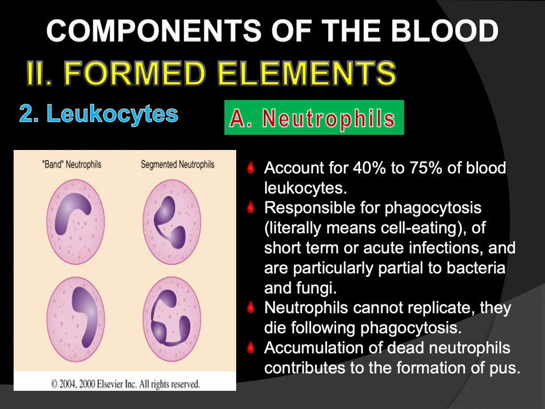Now, the accumulation of dead neutrophils contributes to the formation of pus when there is an infection. In the photo, you will see band neutrophils and segmented neutrophils. Band neutrophils are immature neutrophils, while segmented neutrophils are the mature ones. Sa isang complete blood count result, sometimes there are terms we see as segmenters. And the segmenters are actually the mature neutrophils, which again are very important for short-term or acute infections.